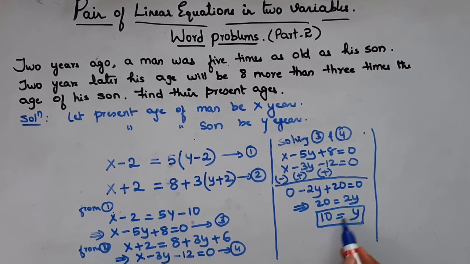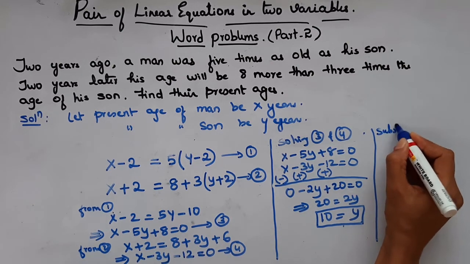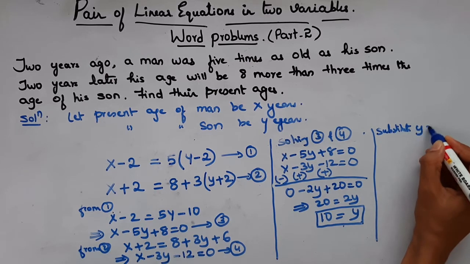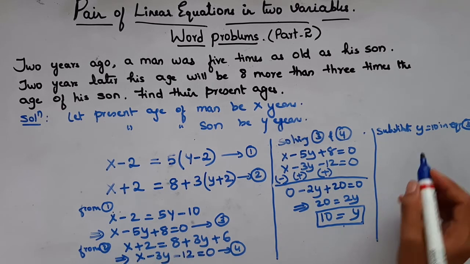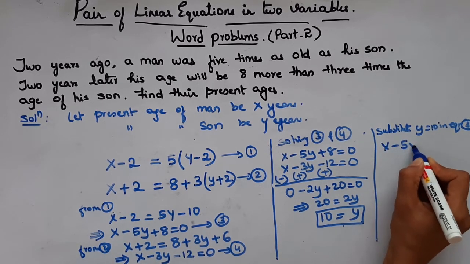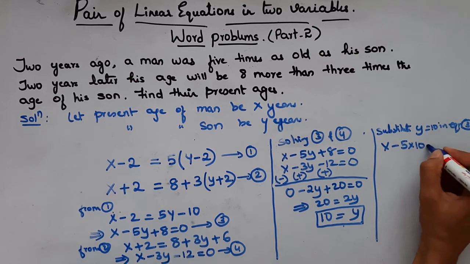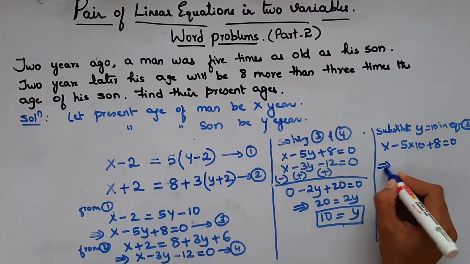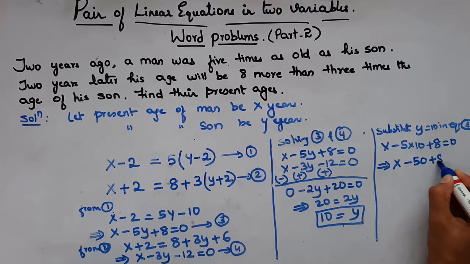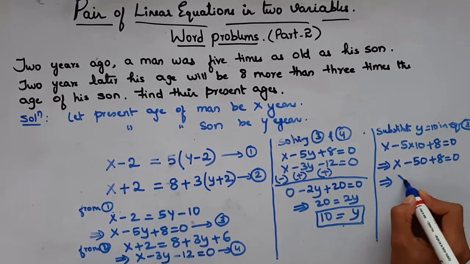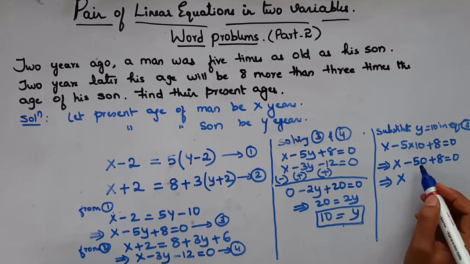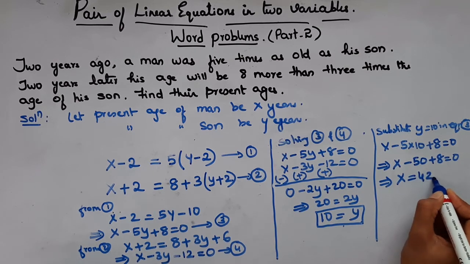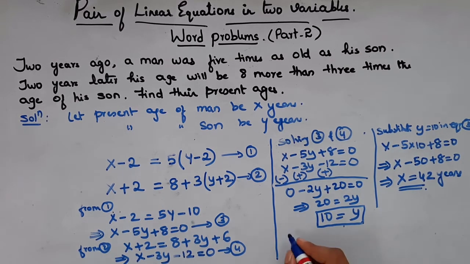So now substitute y is equal to 10 in any of the equation, that is 3 or 4. So now let's substitute y is equal to 10 in equation 3. So your equation 3 will be x minus 5 into y, y is 10, plus 8 is equal to 0. This implies x minus 50 plus 8 is equal to 0, which implies x is equal to minus 50 plus 8 will be minus 42. When you bring that to the right hand side, it will be plus 42.